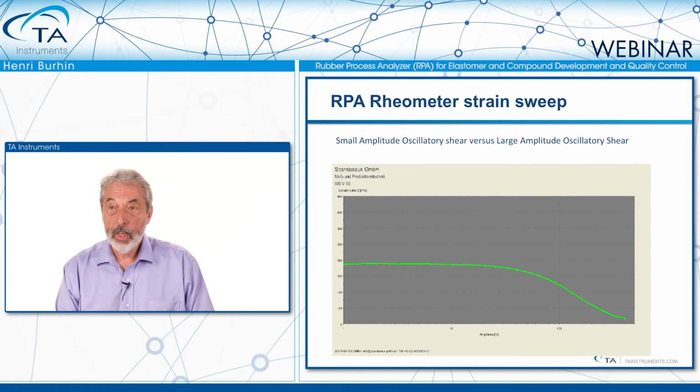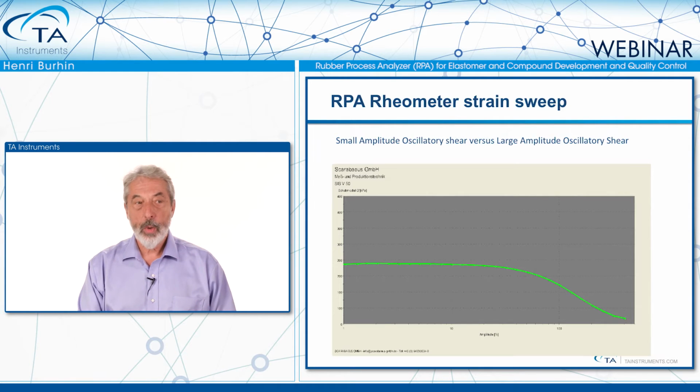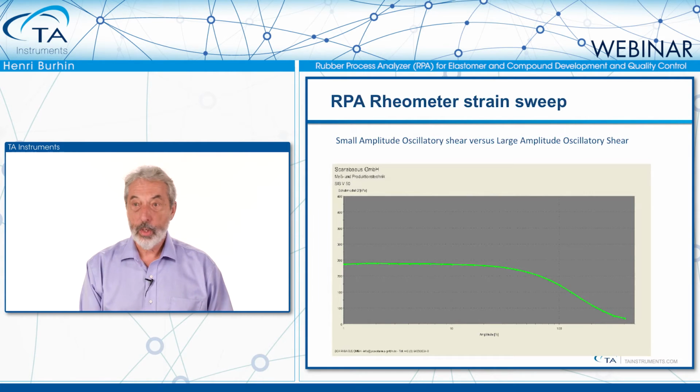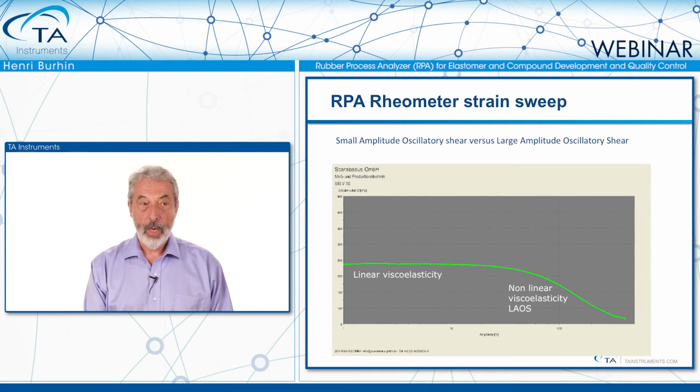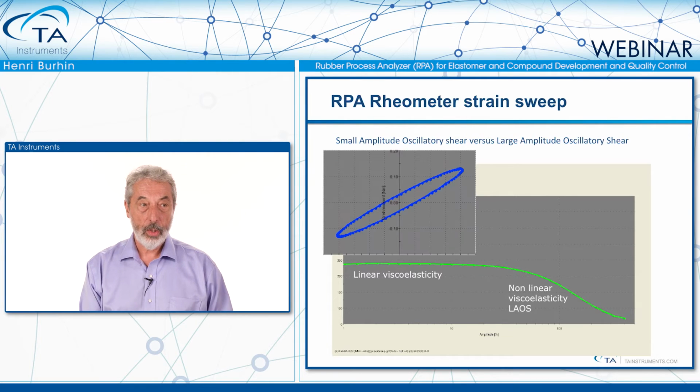So what is happening? If we take a polymer and we measure the elastic modulus, for instance, or viscous modulus as a function of strain, we're going to see that at small strain, up to a certain value of strain, we're going to have a modulus which is independent of strain. That is called the linear viscoelasticity domain. In that domain, the oscillation, which is a sine wave, will produce a torque oscillation, which is also a sine wave. At high strain, we enter into a nonlinear viscoelasticity domain.